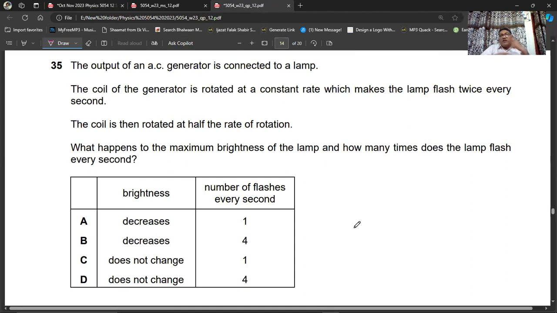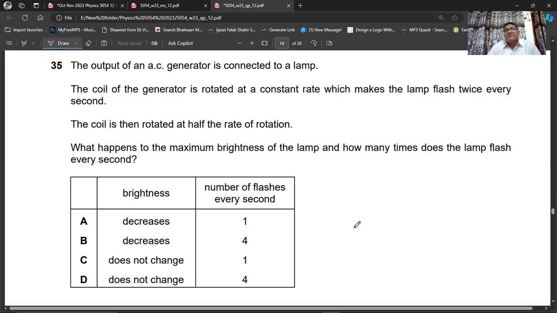Because you have made the rotational speed half, what will be the effect? The EMF produced will become less, so the brightness of the lamp will decrease. This is one thing which will happen. The brightness of the lamp will decrease because now the generator will be producing less EMF.